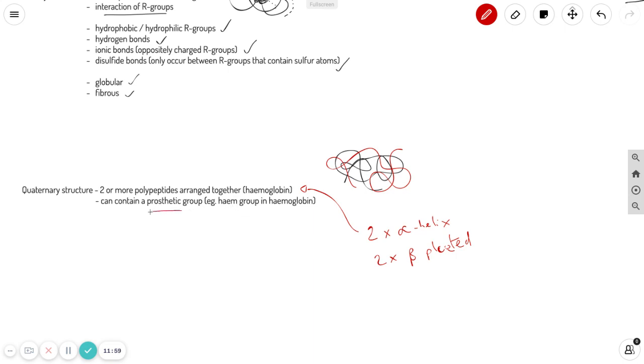Another thing that it doesn't always have to have, but it's something else it can have, is what's called a prosthetic group, which is a non-protein structure embedded within the protein, which hemoglobin has as well. It has something called heme groups. So they're these non-protein structures within hemoglobin. There's 4 of them. And they contain iron, the ion, which allows it to bind on with oxygen much easier. That's what hemoglobin's job is, to carry oxygen around the body.